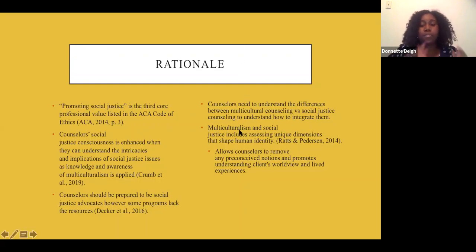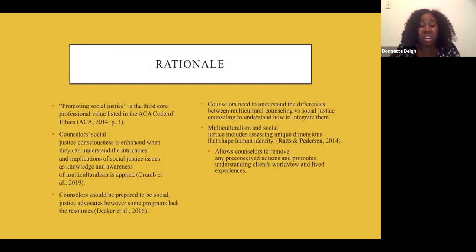All right, so as far as multiculturalism and social justice, including the ability to assess the unique dynamics and dimensions, like I talked about earlier, we want to be able to understand human identity, right? We know that human identity is complex. The dimensions of identity are shaped and constructed by the dynamics of power, oppression, and privilege. We just know that, and we want to be able to use those things.